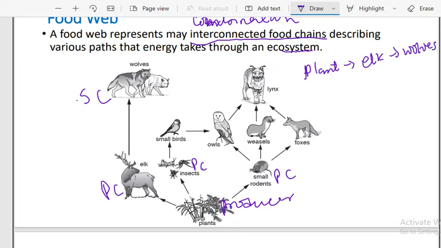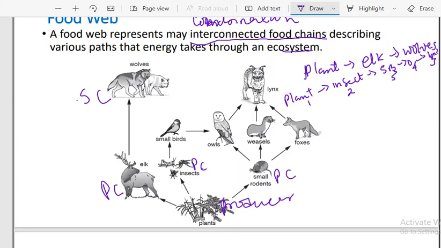Now, this is one. If you follow this lane, the plant is also eaten by insects. So we can also have another food chain called plant that is eaten by what? Insect. That is also eaten by small birds, let me use SB, please. Then eaten by owl. Then eaten by lynx. So how many trophic levels do we have here? 1, 2, 3, 4, 5 trophic levels.